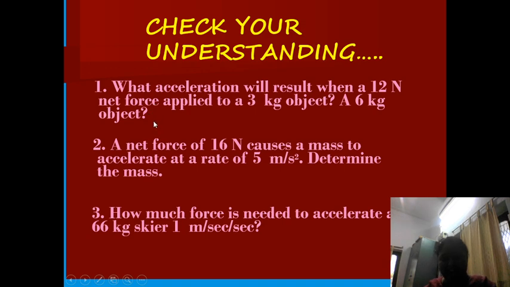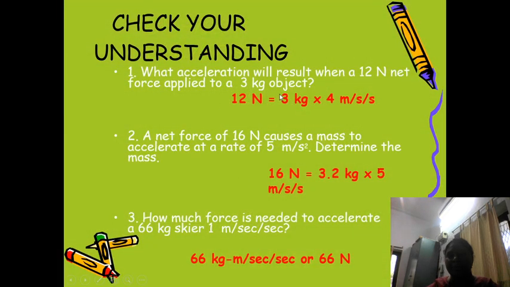In the same way we have to formulate all these questions. The answers will be in this way. We got the acceleration in the first instance as 4 meters per second square. For the second question, the force and acceleration are given, and we are asked to find the mass. We know that F is equal to ma, m is equal to F by a, hence 16 by 5 gives 3.2.